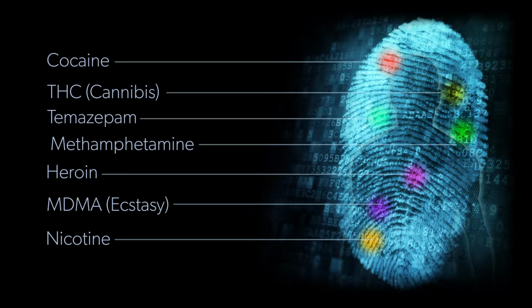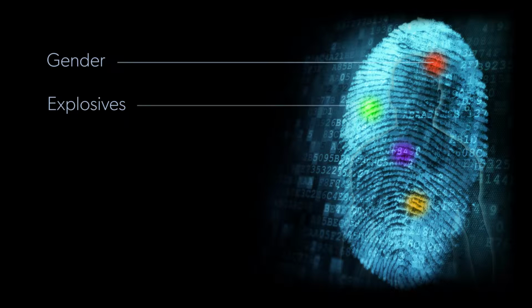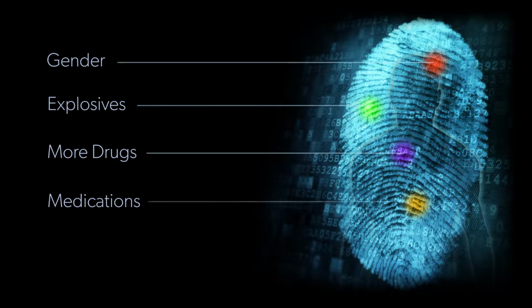The process can determine if the drugs are in the body of the person or if the person only handled them, or both. In phases 2 and 3 coming in 2016, Aerogen scientists will be able to identify gender, the handling of explosives, and we will add more drugs and medications.